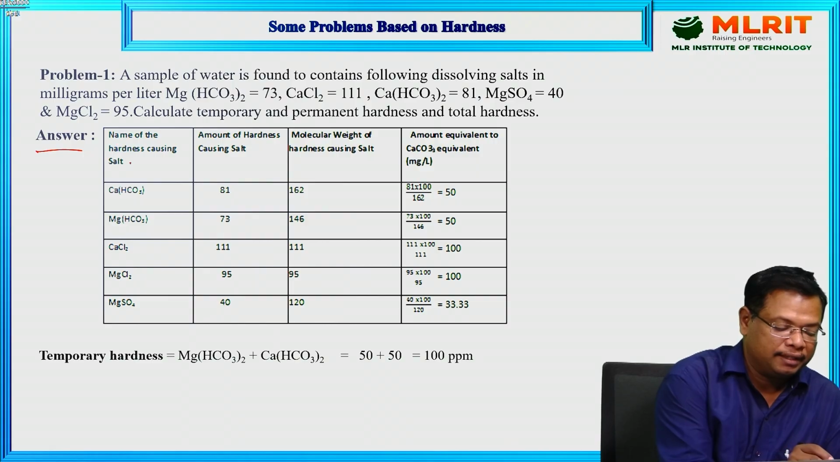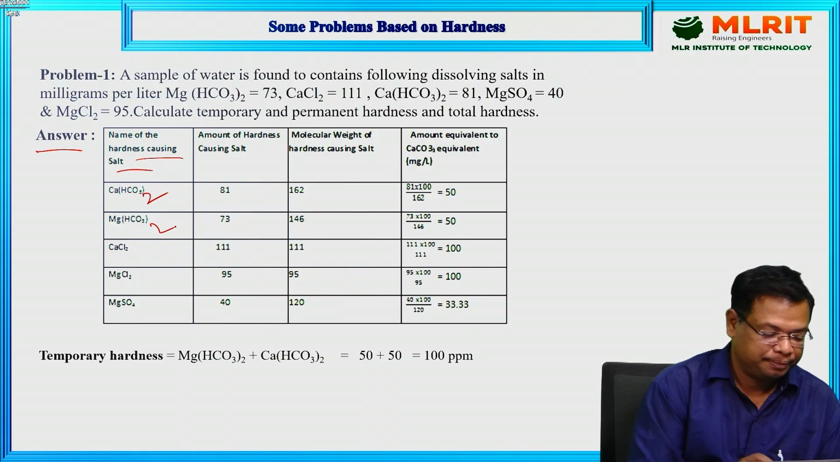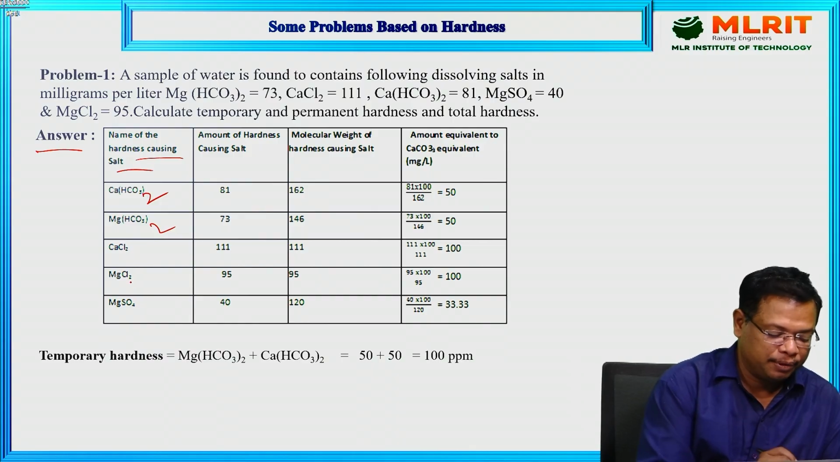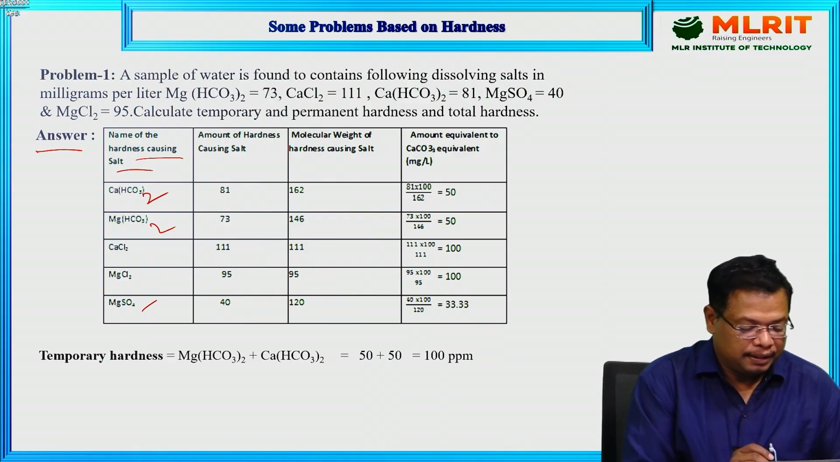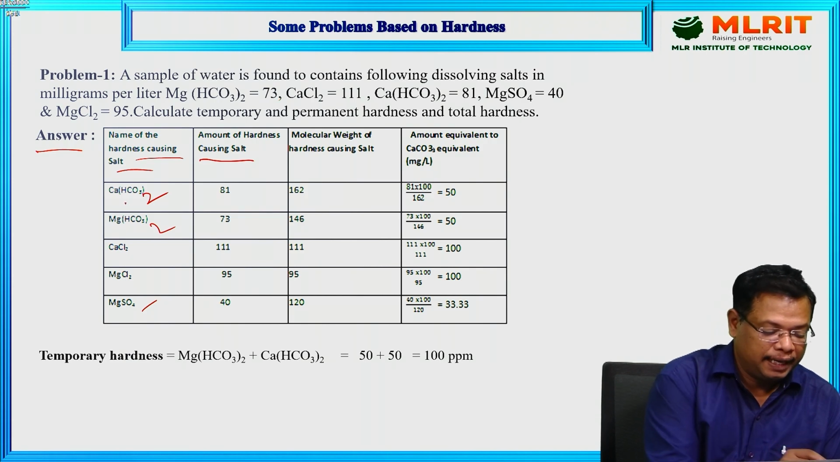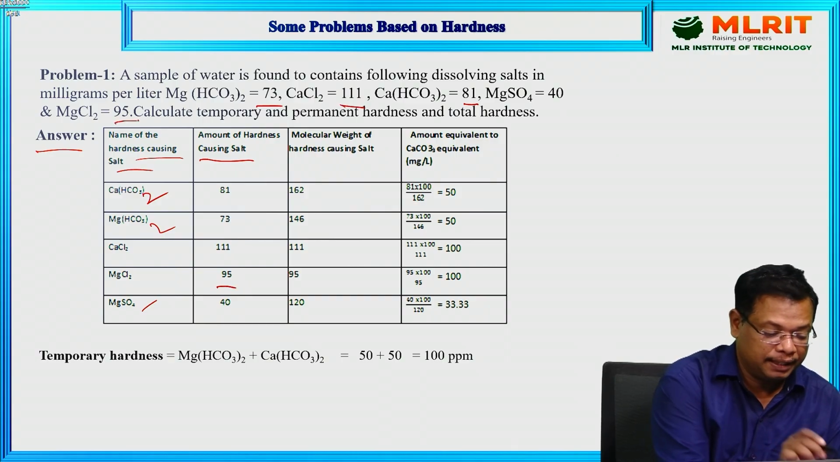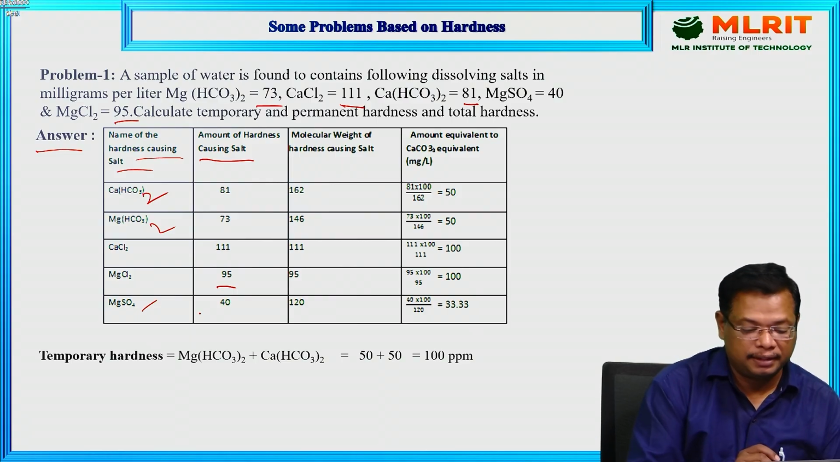The names of the given hardness causing salts are calcium bicarbonate, magnesium bicarbonate, calcium chloride, and magnesium chloride. The amount of hardness causing salt in the given data: calcium bicarbonate is 81, magnesium bicarbonate is 73, calcium chloride is 111, magnesium chloride is 95. These are the salts they have given to us.